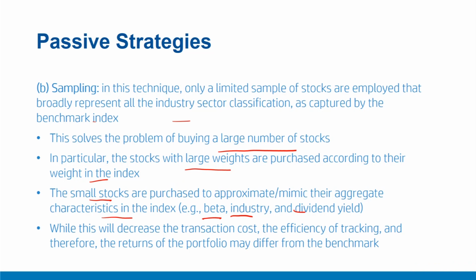This strategy decreases the transaction cost because we are purchasing a small sample of the overall number of stocks, but the efficiency of tracking decreases. For example, the portfolio may not exactly mimic or match the returns from the benchmark. There may be a slightly higher tracking error, but this strategy reduces the transaction cost.